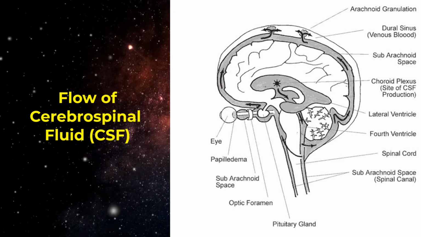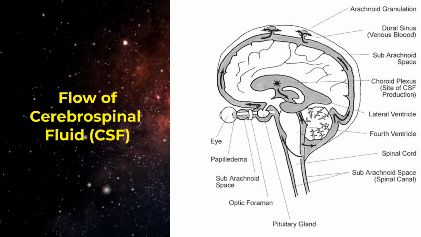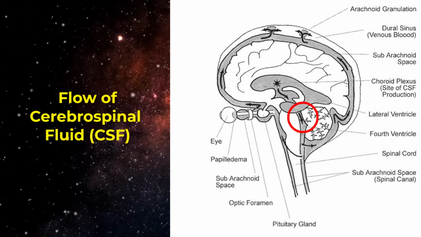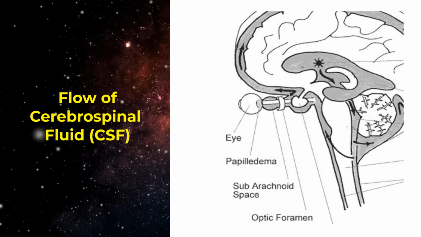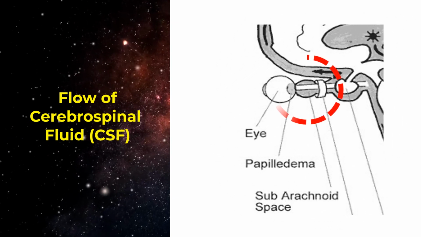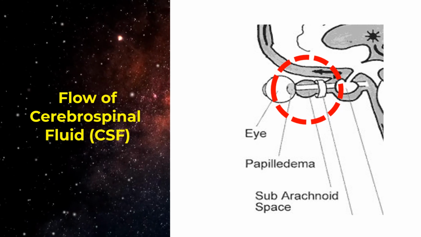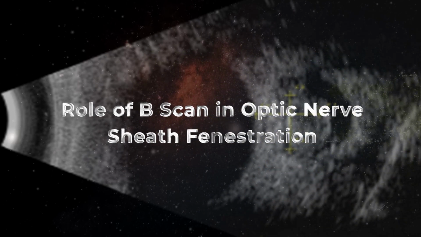Now, why are we talking about the B scan? Let's understand the flow of the CSF. Once formed, it enters the third ventricle, the fourth ventricle, and finally the subarachnoid space as is shown. And note that this space is right around the optic nerve head, just behind the globe. And it is this that we pick up. Now let me highlight the role of B-scan in ONSF.